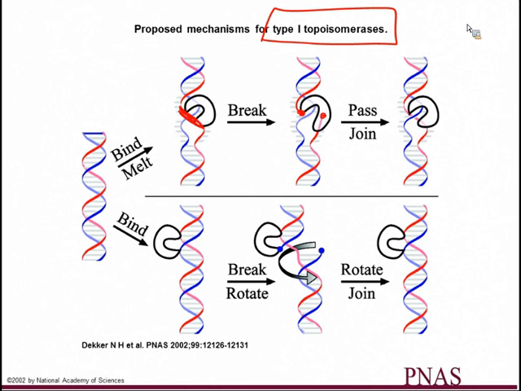one strand of your double-stranded DNA is broken, versus for your type 2, both strands of the double-stranded DNA are broken. But there are many different type 2 topoisomerases, as well as many different type 1 topoisomerases.